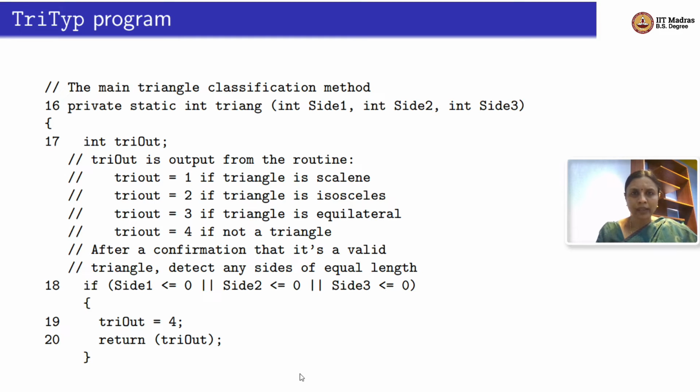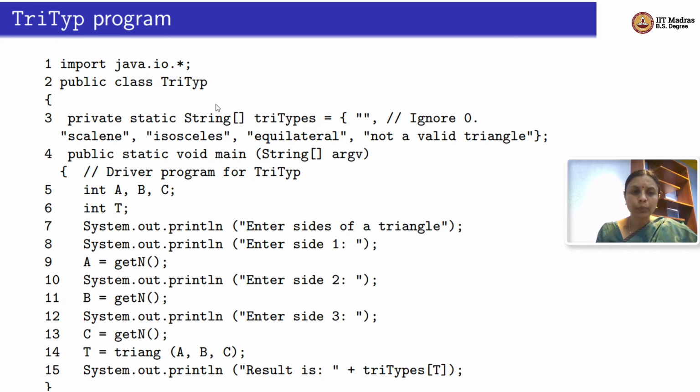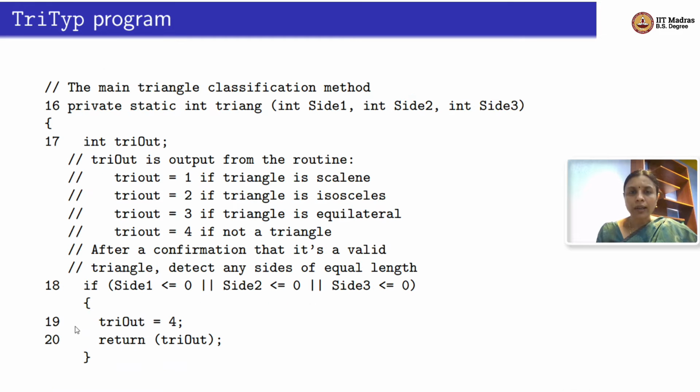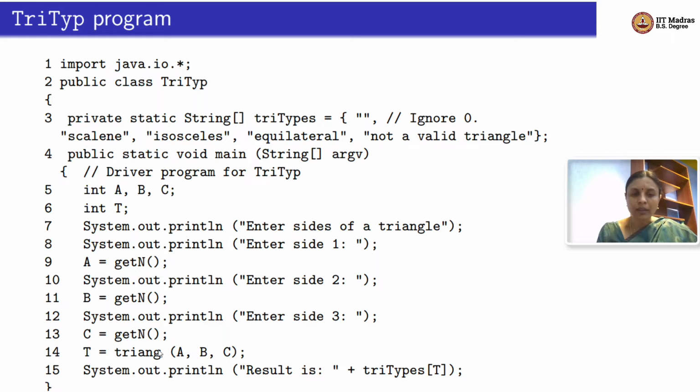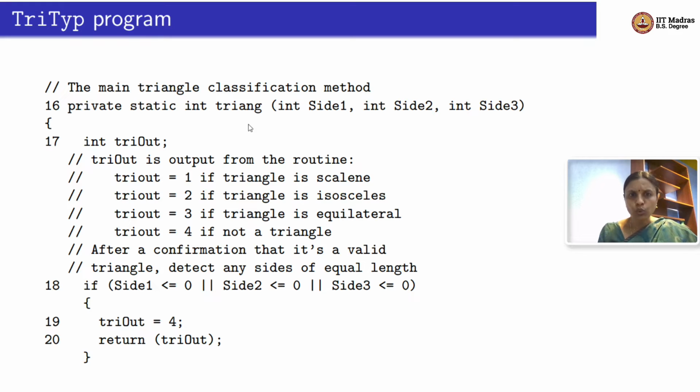So this is the main triangle classification method called triang. The inputs A, B and C here are passed as side 1, side 2 and side 3. So if you remember in call graphs, this line number 14, the method triangle is called with inputs A, B and C, which are coupled to side 1, side 2 and side 3 in line 16 at this call. Now this method triangle basically takes these inputs and based on their property decides whether it is a particular kind of triangle or not. So it outputs a variable called tryout, and tryout has these values as a convention.